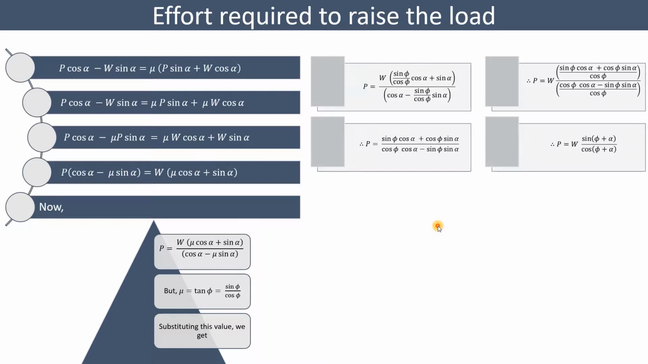Now numerator is the formula of sin alpha plus beta. So here it should be w that is remaining. So w is there already. Here there is a w. So p is equal to w. Now this is the formula for sin phi plus alpha, and this denominator is the formula for cos phi plus alpha. Now we know that sin upon cos is tan, so p is equal to w tan phi plus alpha.